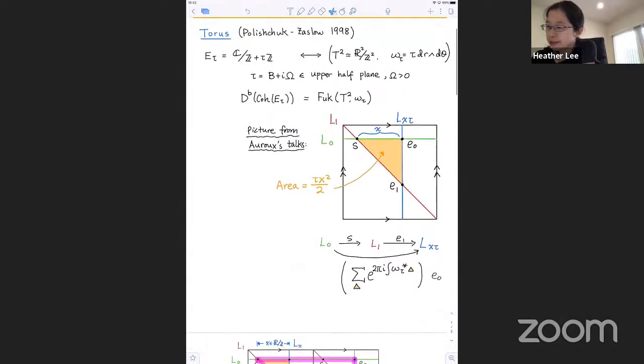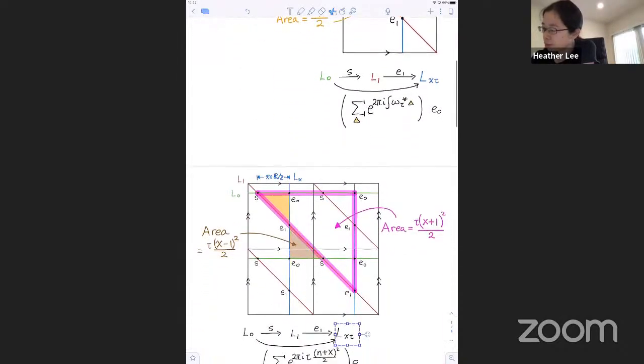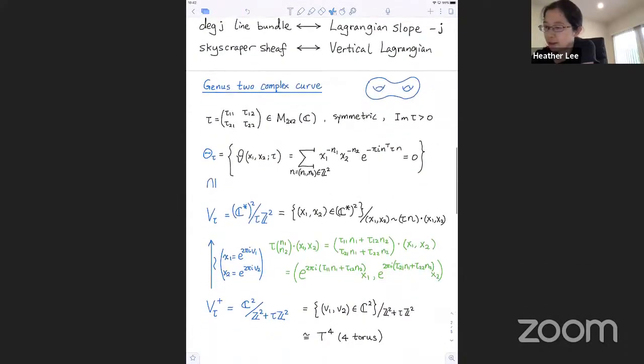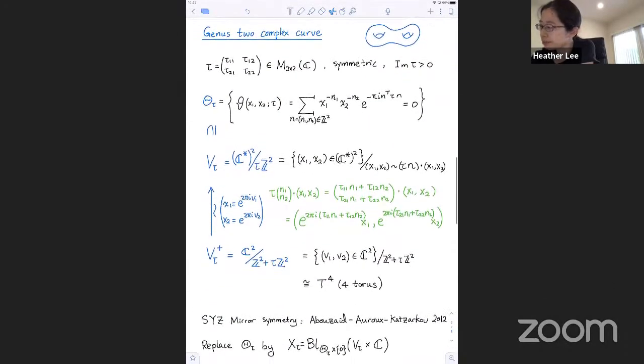So that's this example. And now let's move on to the complex genus 2 curve. The complex genus 2 curve is labeled by a modular parameter tau. And this tau is in the genus 2 Siegel upper half space. So tau is a symmetric complex valued 2x2 matrix with the imaginary part being positive definite.